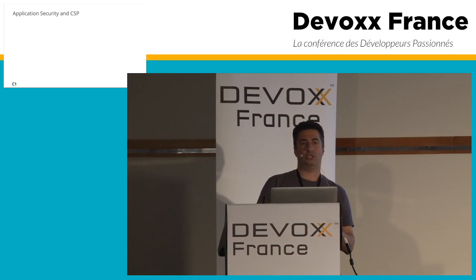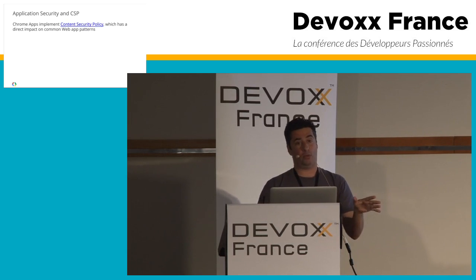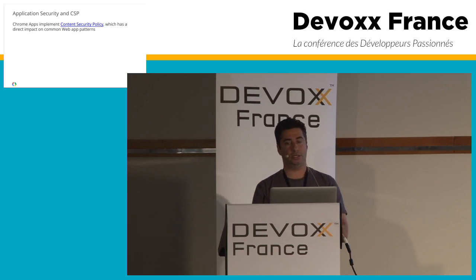Who knows what content security policy is? CSP, a few people. Okay, wow, I'm about to introduce you to a really fun subject. So content security policy is a relatively new standard that has a direct impact. It's not just for apps, by the way. It's a web thing. But Chrome apps implement what's called the content security policy. So rather than go deeply into what it is, I've provided a link here so you can read about it. But there are some implications for what happens when you're working under CSP.